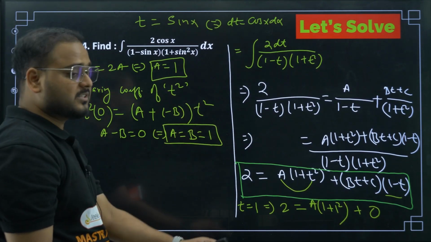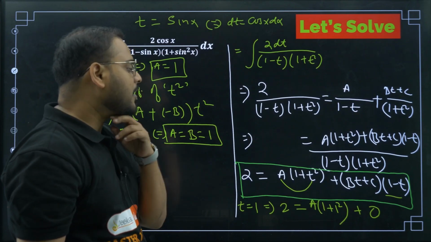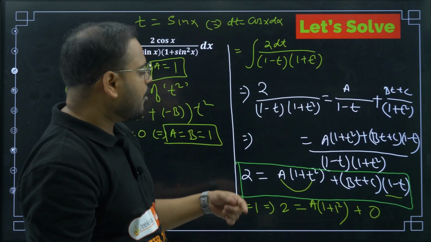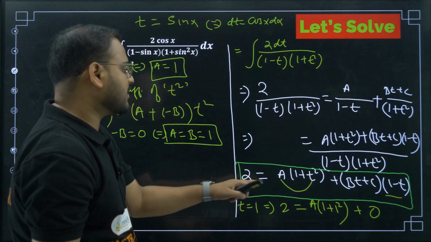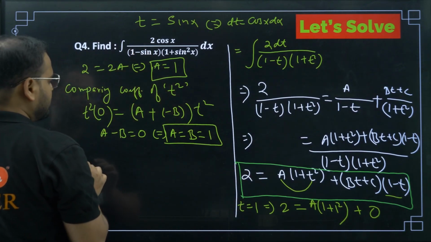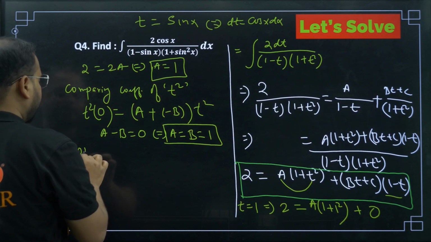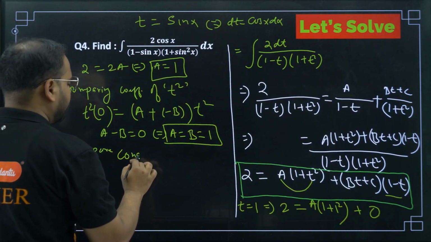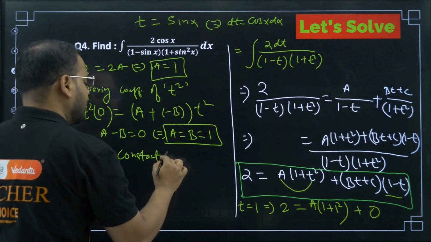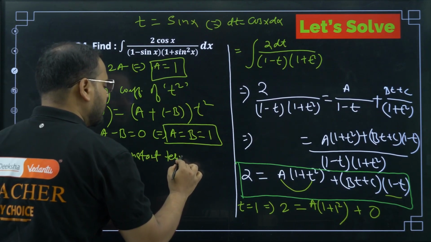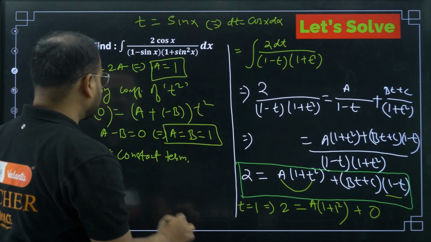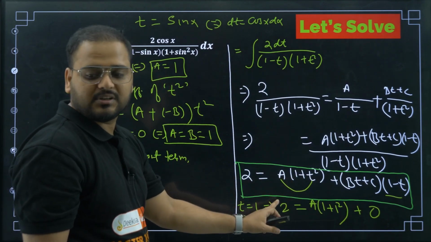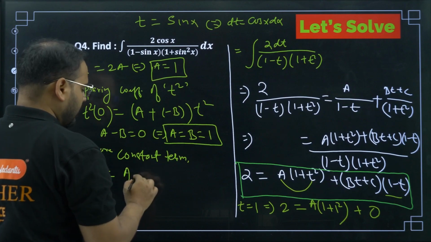Now for c also I'll look. For c, what am I going to compare? The coefficient of t, or I can compare the constant term also. Please check the constant term. What's the constant term on the left hand side? Sir, 2. What is over here? A times 1 is constant, right? A times 1, simply a.